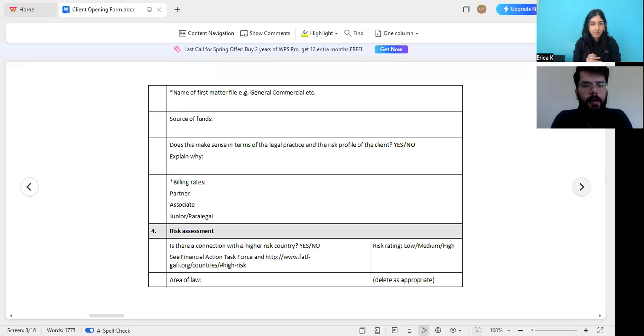Perfect. Okay, so as we discussed, risk assessment: is there a connection with a high risk country? Yes, no. You'd identify it by looking at the link given below, the Financial Action Task Force. They have a list of high risk countries where you can just see whether it is on the list. If it is, then you need to do one of two things.